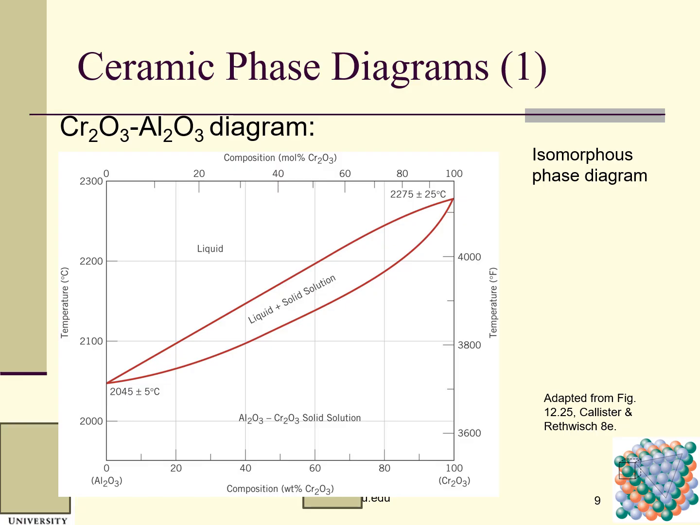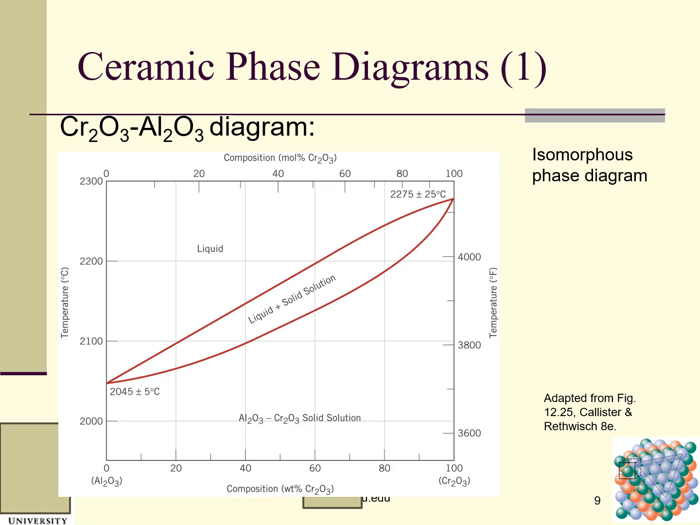And this line stands for the state where we have 100% chromium oxide, that means 0% aluminum oxide. We also have two curves: one is the liquidus, and one is the solidus curve. So this is liquid, right? If the temperature is high enough, from 0% to 100% chromium oxide, we have a single-phase liquid.